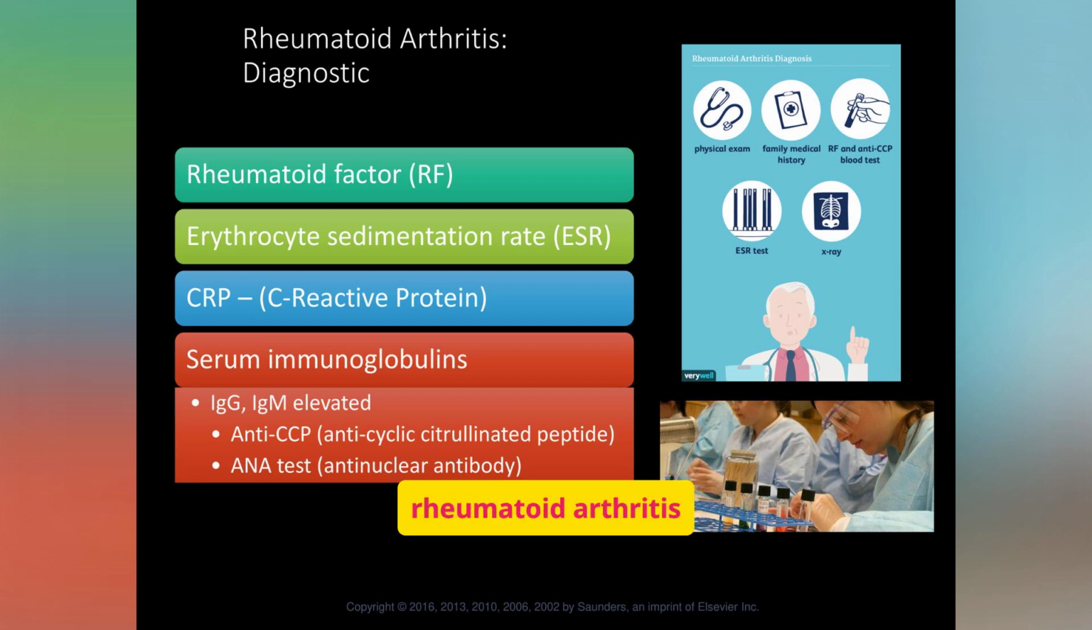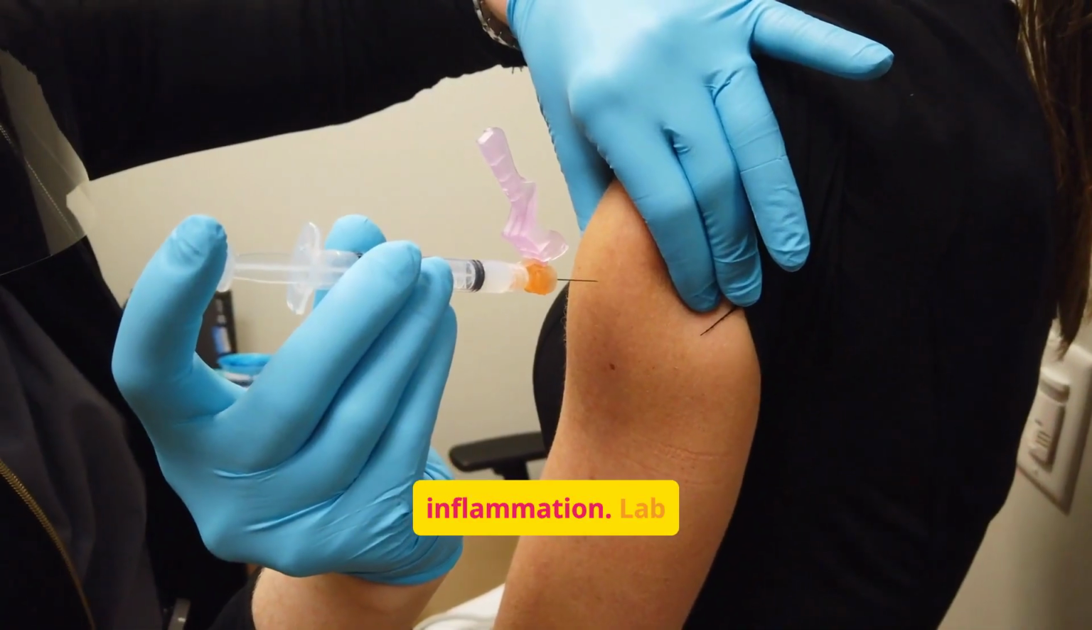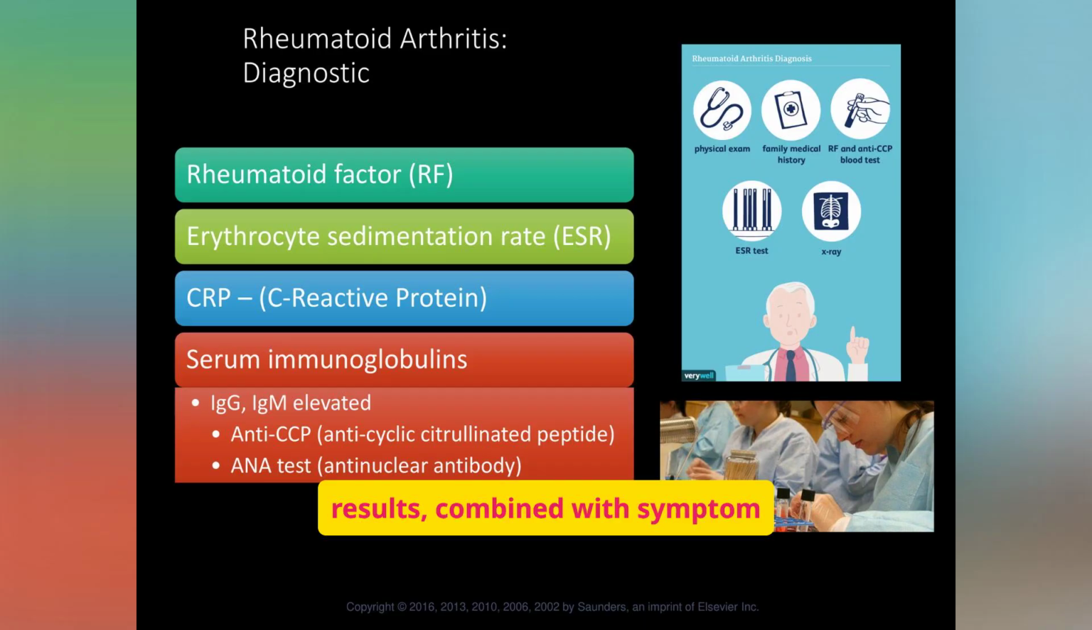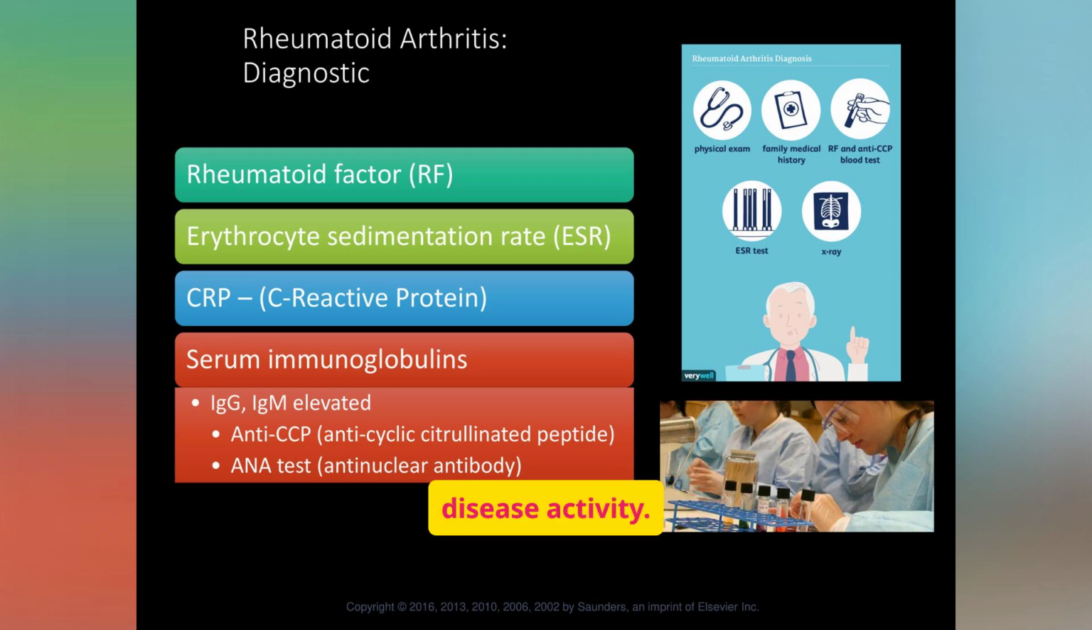Diagnosis of rheumatoid arthritis involves several tests, including rheumatoid factor (RF), erythrocyte sedimentation rate (ESR), CRP, and serum immunoglobulins. These tests help confirm inflammation and the autoimmune nature of the disease. RF and anti-CCP antibodies are specific to RA, while ESR and CRP indicate ongoing inflammation. Lab results, combined with symptom assessments and imaging, give a clearer picture of disease activity.